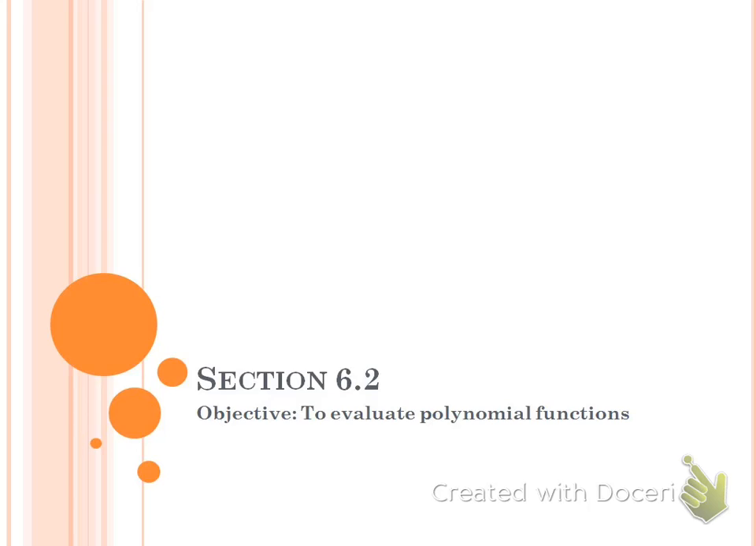Section 6.2, our objective is to evaluate polynomial functions. I'm going to show you 2 methods. One of them is very obvious and you'll probably all want to use. The other one's just kind of a neat math trick that I want to show you. And then we'll talk about just how to classify polynomials, how to write them in standard form. Probably stuff you already know.